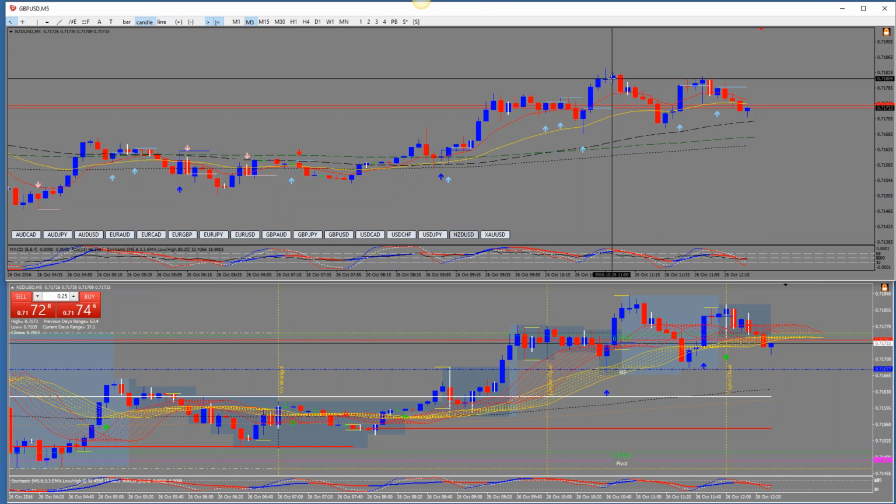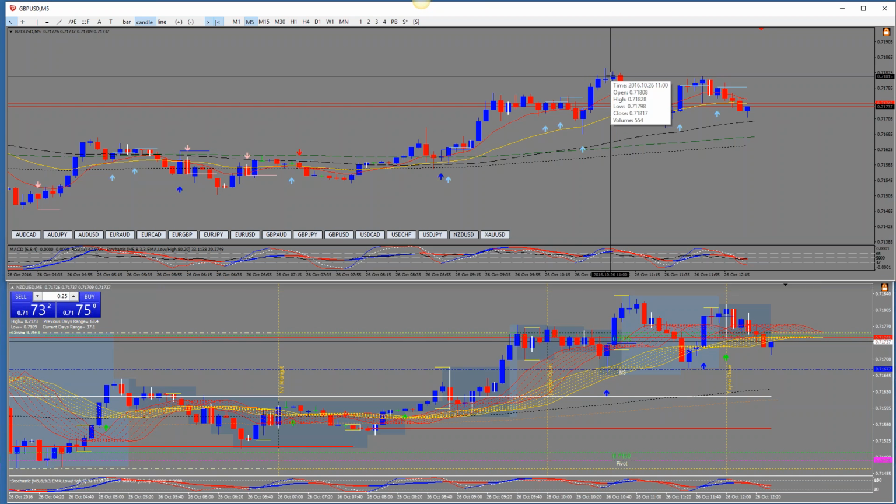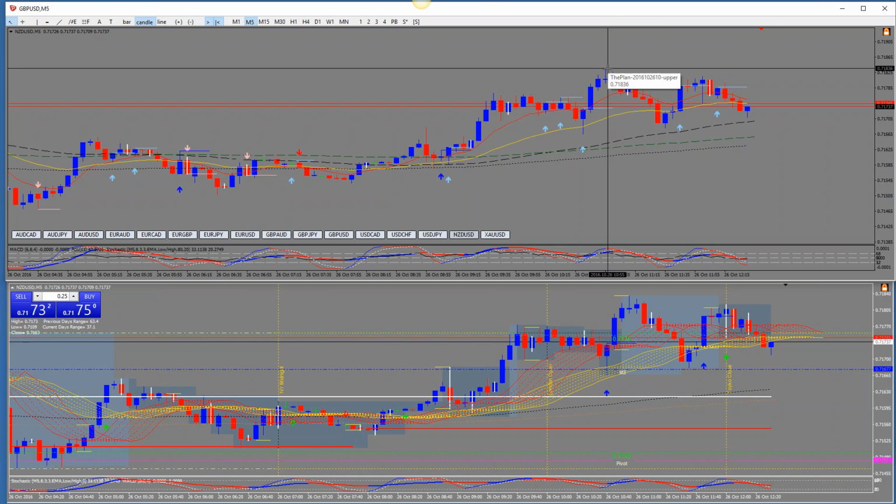Then I'll look for levels of resistance where I think it's going to stall, and if it looks like it's going to stall, then I get out of the trade sooner than the swing high or the swing low.